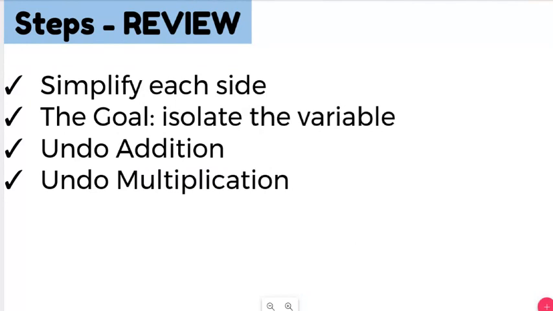So a quick reminder of the steps that we want to follow. We simplify each side first. Remember to isolate the variable. That's our main goal. If you know the goal, it's much easier to get there if you know where you're trying to head. Then we undo addition if possible, and undo multiplication if possible.